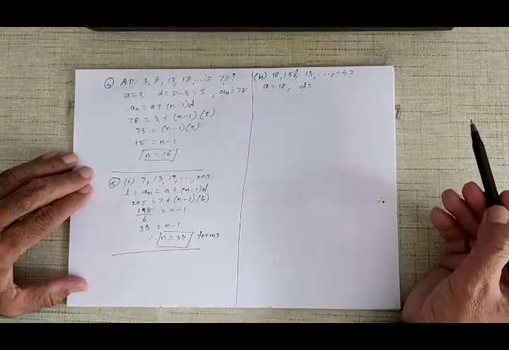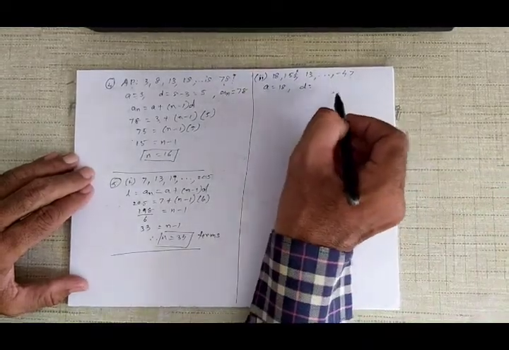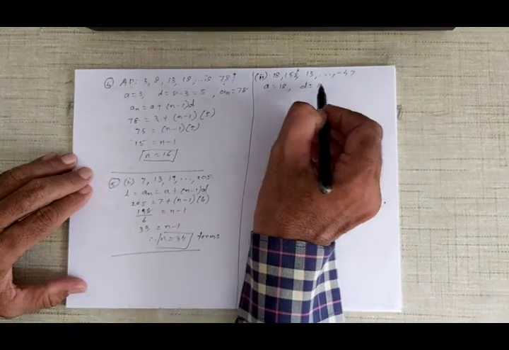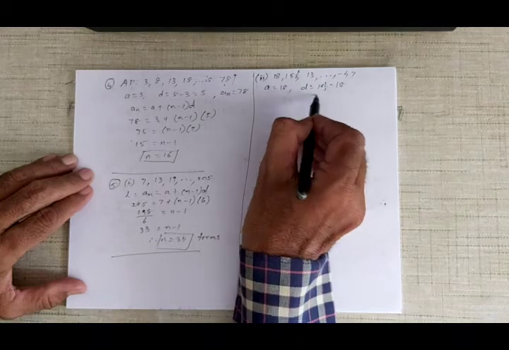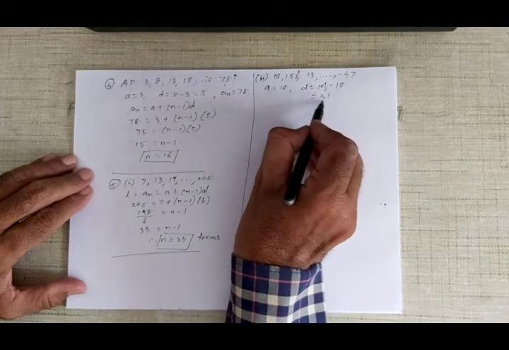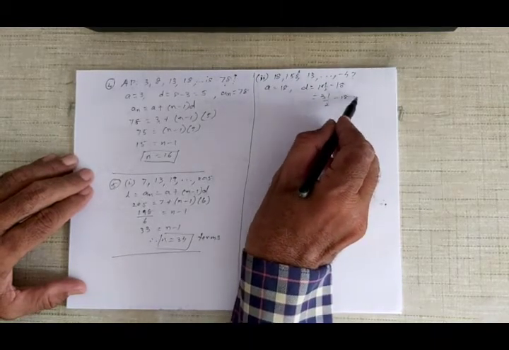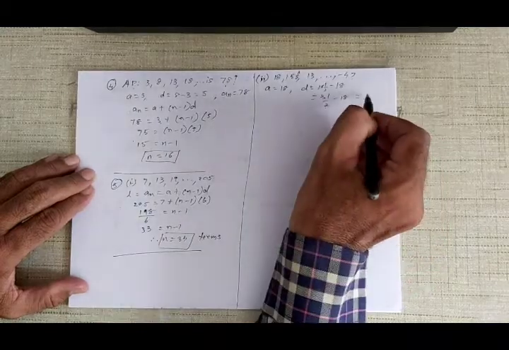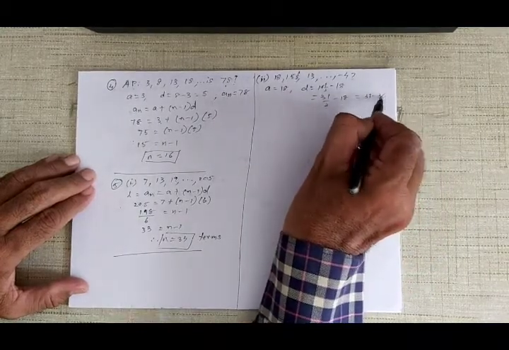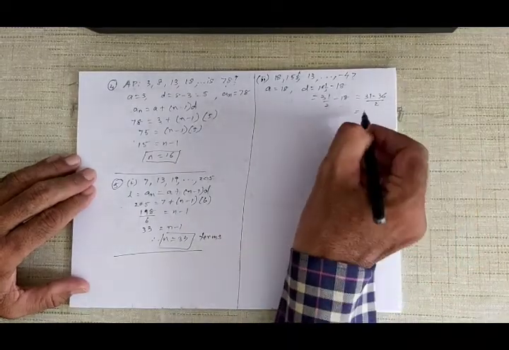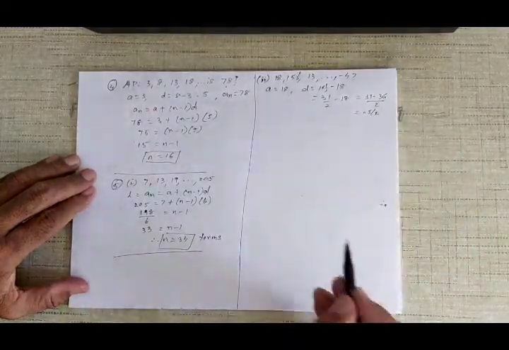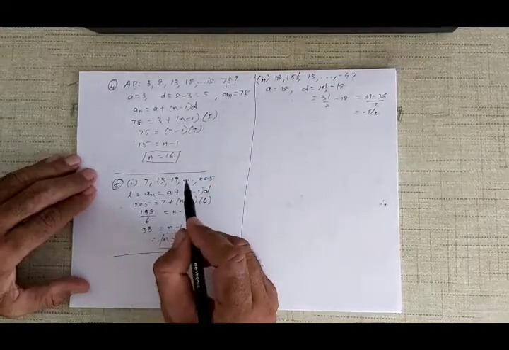Actually you can do it mentally also. It will be minus 2 and a half. 15 and a half minus 18. So 15 2s are 31, 31 upon 2 minus 18. 18 2s are 36. 31 minus 36 upon 2. 31 minus 36 is minus 5 upon 2, or minus 2.5. Of course you can do it mentally also.